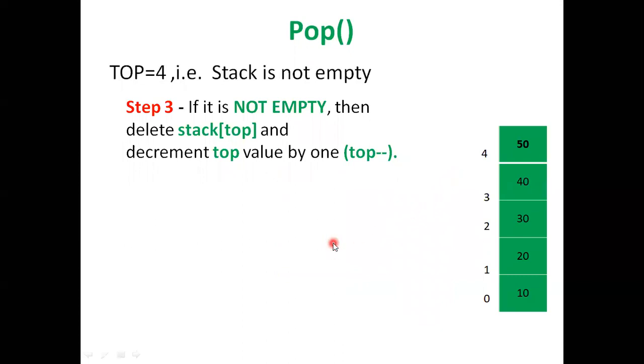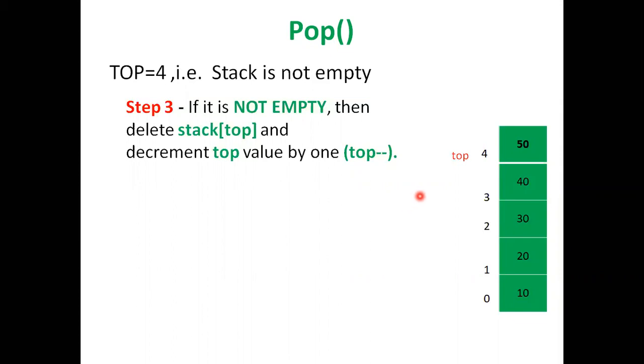Step 3: if it is not empty, top is indicating index 4. The last inserted element is 50. In the previous slides, we have seen top indicating 4, and the last inserted element is 50. Now check the condition: top is equal to minus 1? Top is indicating 4, right? 4 is equal to minus 1? No, which means the stack is not empty. Some elements are there, so you can delete that element. You can delete the topmost element from the stack.